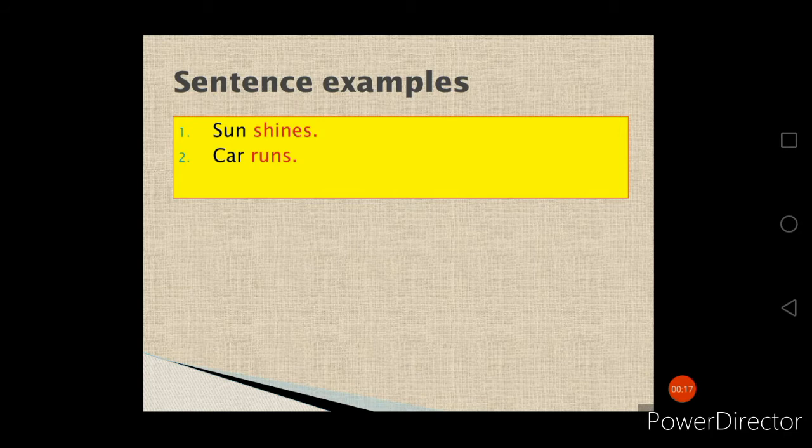The first one is "sun shines". Here, what is the action of the sun? Yes, it is shining. So "shines" is the main verb in this sentence. Okay students, the next one is "car runs". Here, what is the action of the car? Runs. The car runs. So "runs" is the main verb of the sentence.